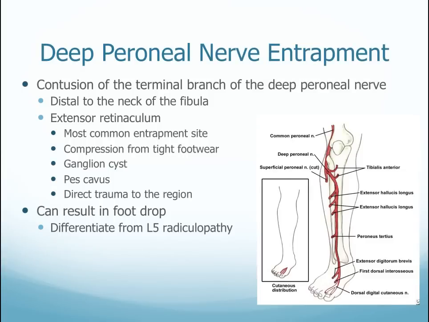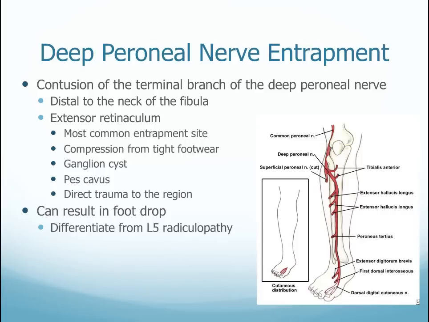The deep peroneal nerve can get entrapped at the knee, more appropriately near the fibular head. Common entrapment sites are the extensor retinaculum and distal to the neck of the fibula, and this can produce foot drop. Just as we saw radial nerve entrapments can cause wrist drop, in the lower extremity, deep peroneal nerve entrapments can cause foot drop.